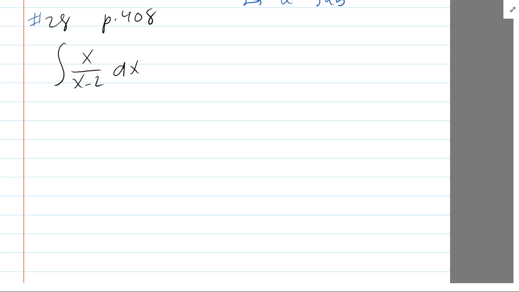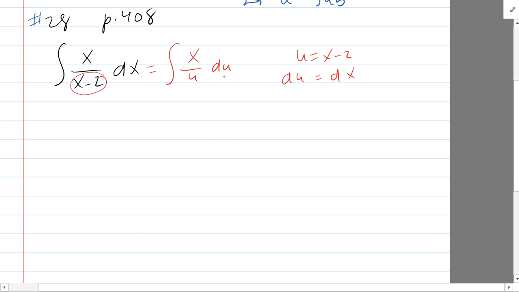Now, there's two ways to work this problem. This is one way to work it. I'll show you another way later, like in chapter 7. But for right now, we're going to use this one. We're going to say u equals x minus 2. What's du equal? Just dx, right? All right, well, that would end up giving me the integral of x over u du. I still have an x, but guess what I'm going to do? I'm going to solve that one for x and get this in terms of u.